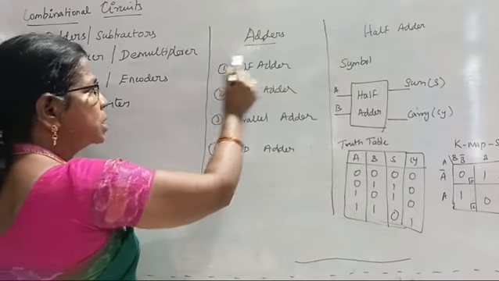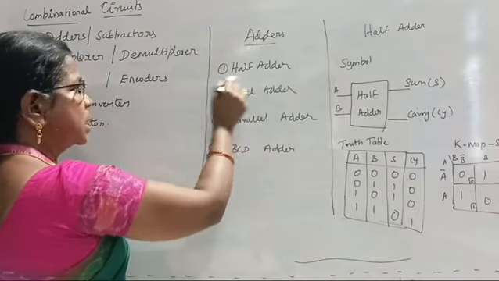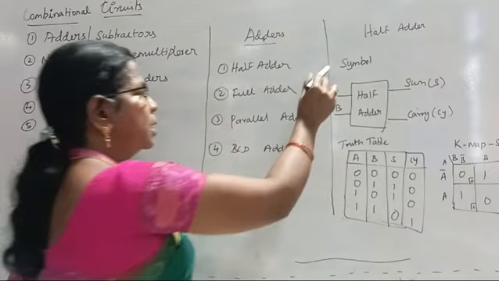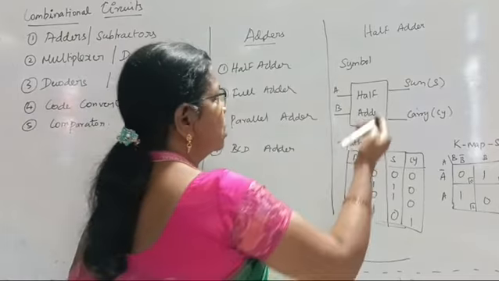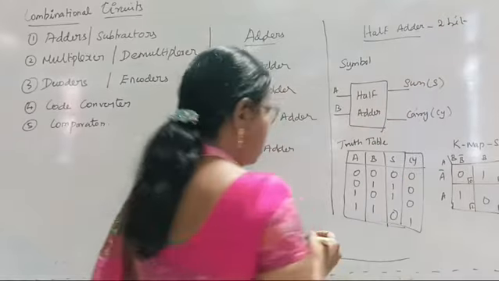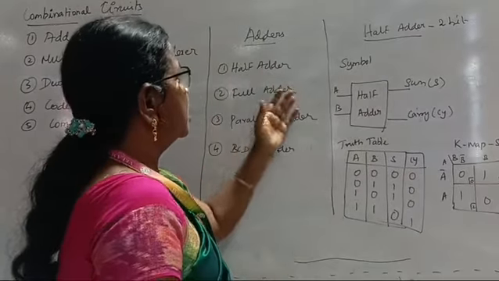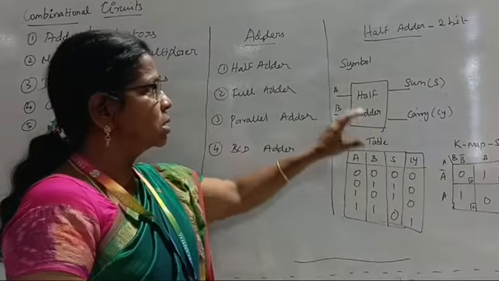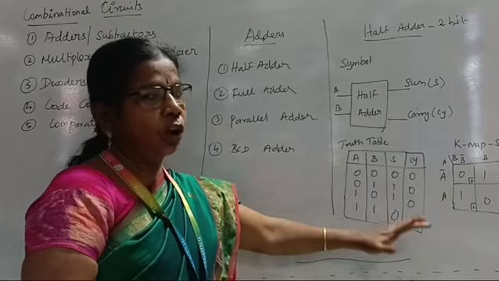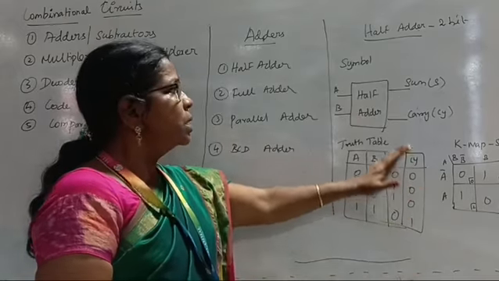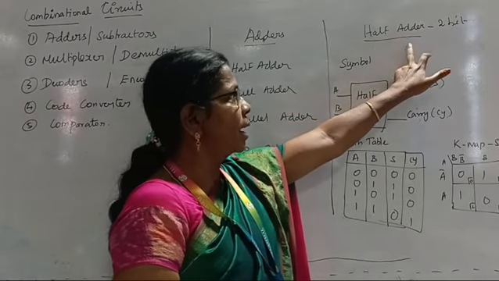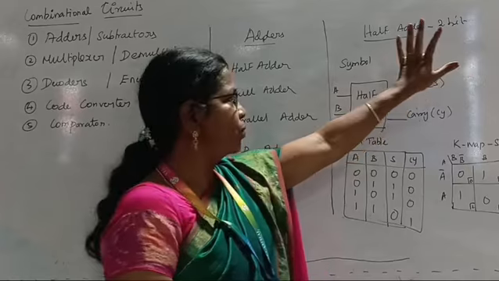Now we are going to see the first type of basic combinational circuit, which is the half adder. As I told, the half adder is a combinational circuit which is used to add 2 bits of information. Whenever you are learning any combinational circuit, you have to learn in this flow: first symbol, truth table, K-map simplification, logic diagram. The half adder is an adder circuit which is used to add 2 bits of information.